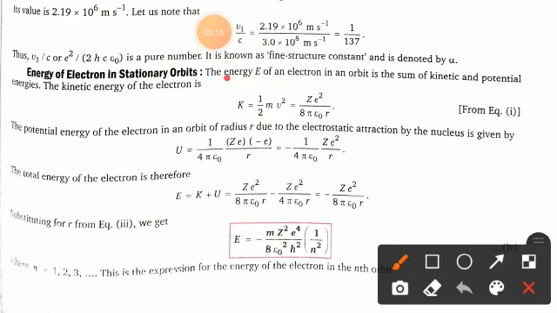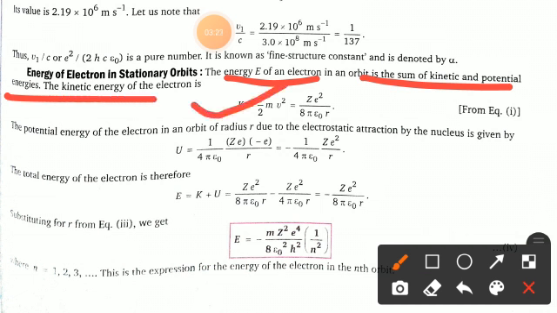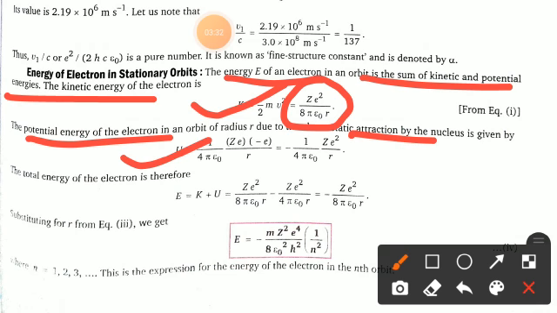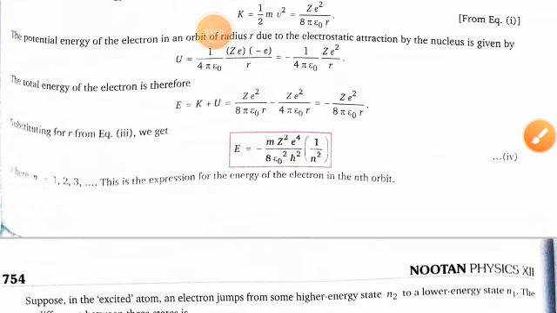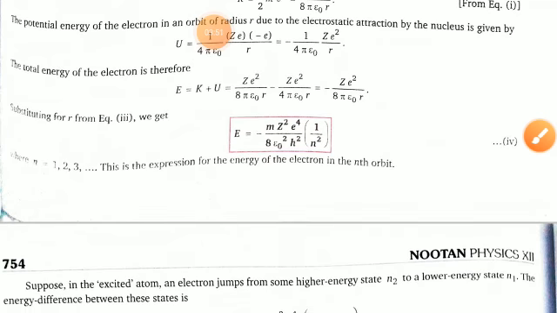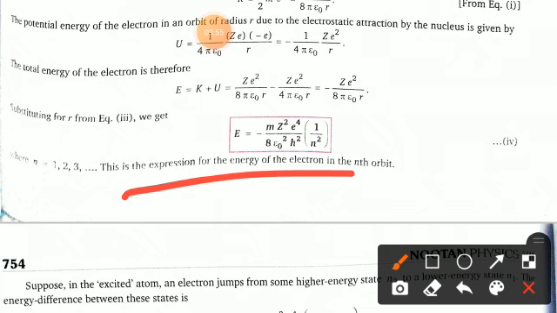If you have to find the energy of an electron in an orbit, it is the sum of its kinetic and potential energy. The kinetic energy of the electron is half mv square, and it is equal to, you know very well, the electrostatic term. The potential energy of the electron in an orbit of radius r, due to the force of attraction by the nucleus, is given by this: minus 1 upon 4 pi epsilon naught Ze square by r. Fine. And the total energy of the electron is therefore kinetic plus potential. So we can write it like this. Substituting for r from equation third, we get E is equal to minus m Z square e to the power 4 upon 8 epsilon naught square h square multiplied by 1 by n square. This is the expression for the energy of the electron in the nth orbit, where n is 1, 2, 3. You can put in the values.